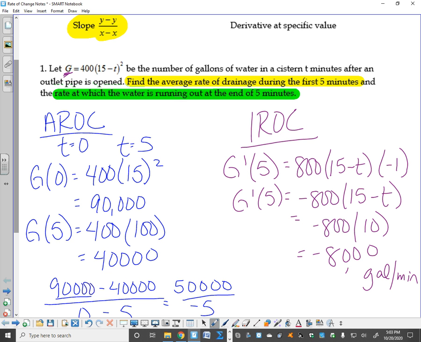So that shows you that it is slowing down because the average rate of change over the first 5 minutes is 10,000 gallons per minute, but at 5 minutes, we're at 8,000 gallons per minute. So the rate at which it is draining is slowing down. And that's it. That's all this is about, just to reiterate the difference between average rate of change and instantaneous rate of change.